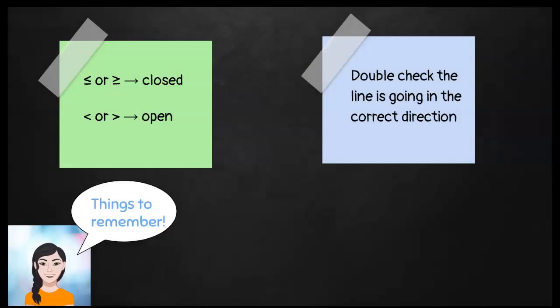Okay, some things for you to remember. If it's a less than or greater than, you will have an open circle. If it's a greater than or equal to or less than or equal to, you will have a closed circle. Then always double check that your line is going in the correct direction.